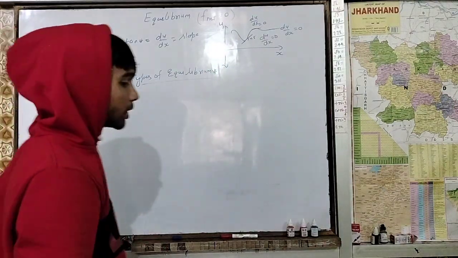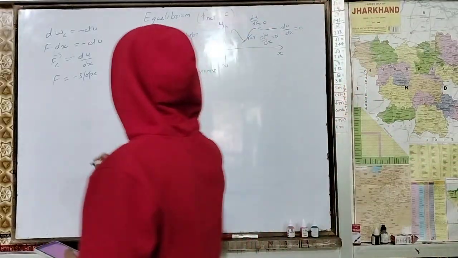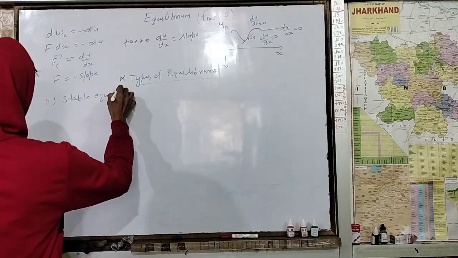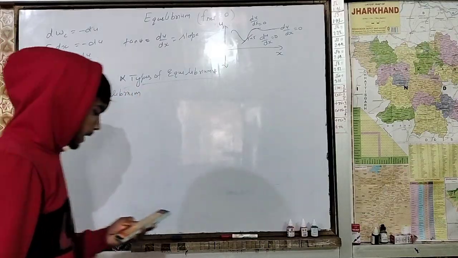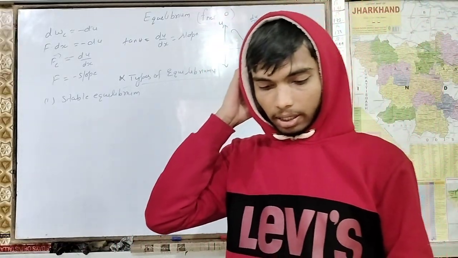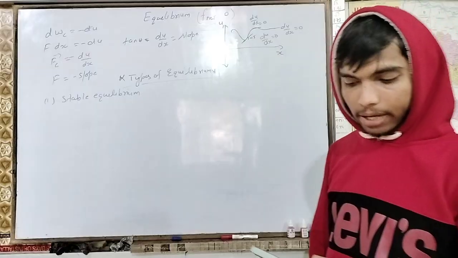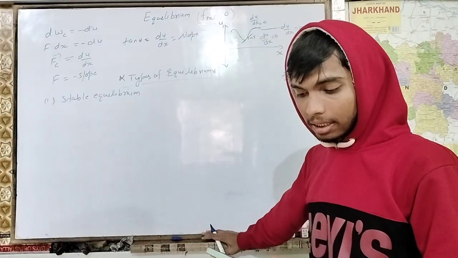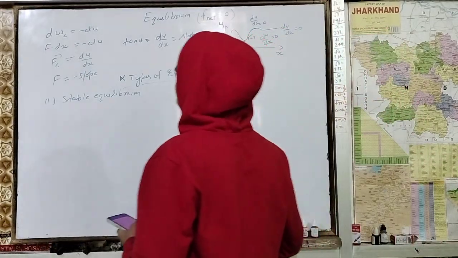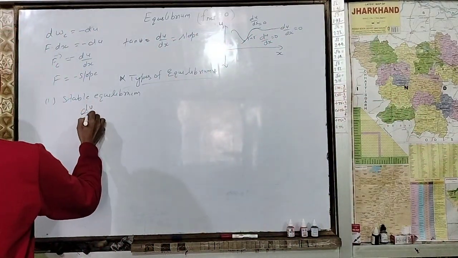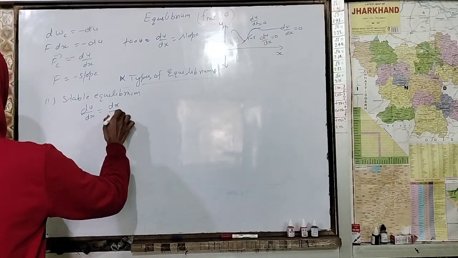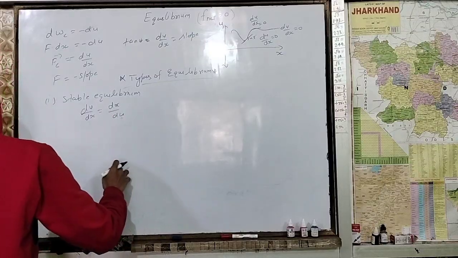First we have stable equilibrium. Stable means x and F are in opposite direction. If you displace the body slightly, it returns back to the stable equilibrium. In just the opposite direction, we saw that F equals minus dU by dx. So y is a minimum, U is a minimum.